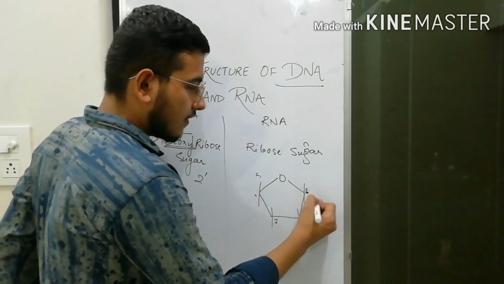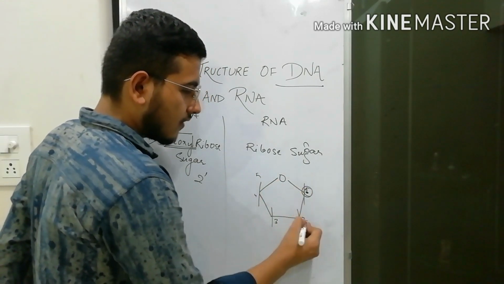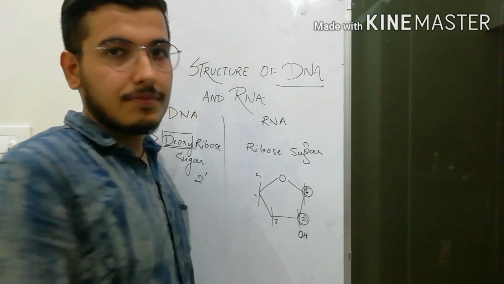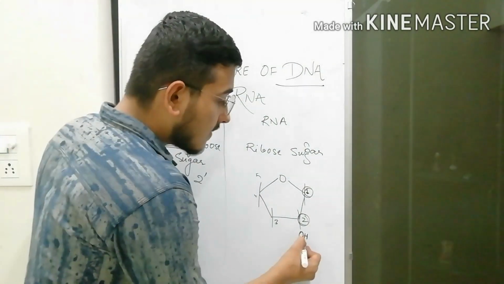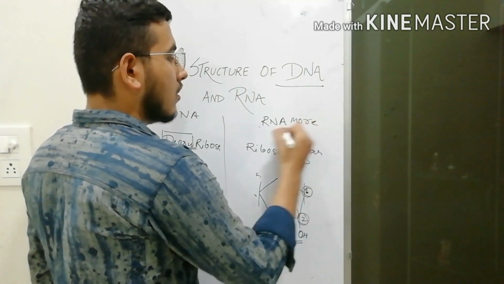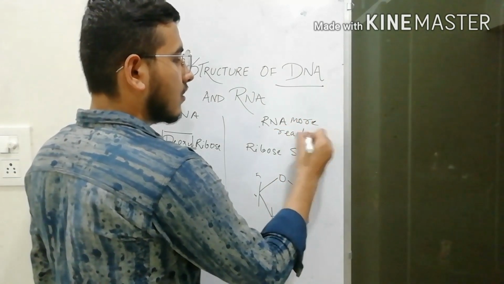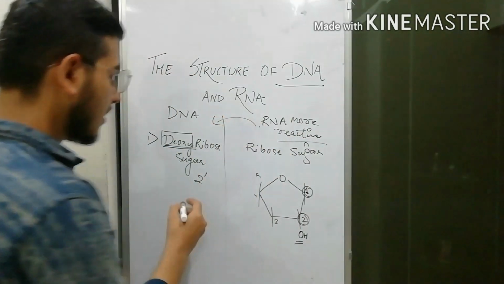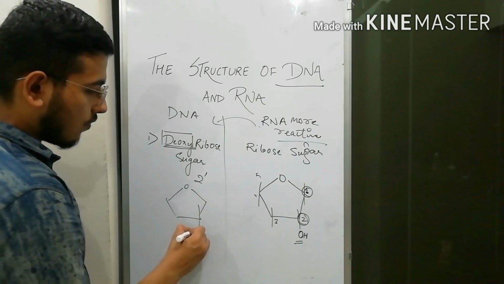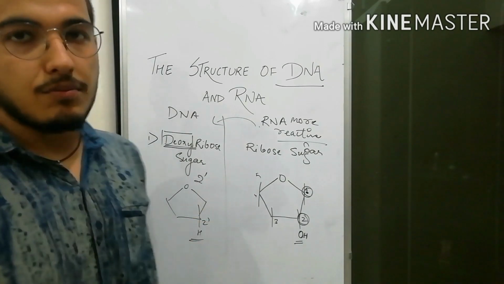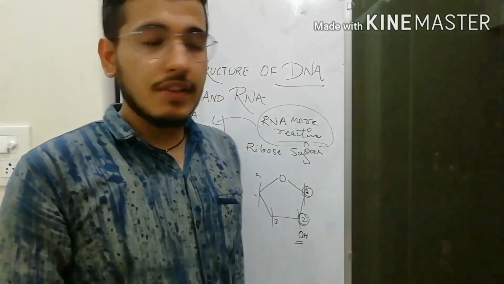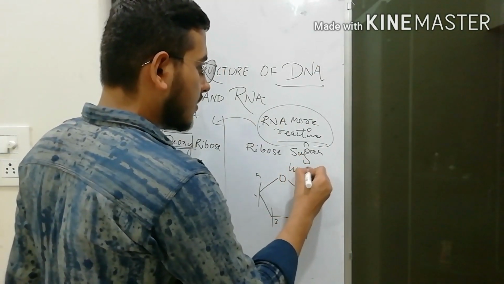Here, at this second position, OH is present in RNA, and this OH makes RNA more reactive than DNA. In DNA there is the absence of OH in the 2' position. If RNA becomes more reactive, then it becomes unstable, we know.